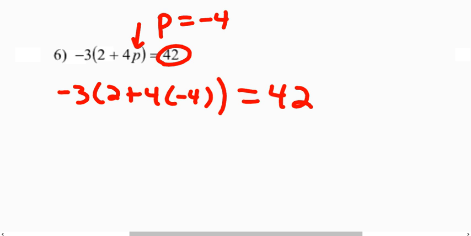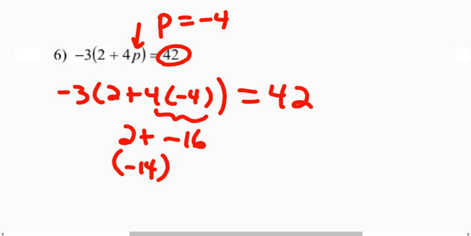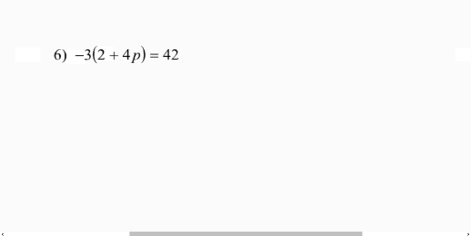All right, so I'm going to do what's in the parentheses first. This is going to give me negative 16. So 2 plus negative 16 is negative 14. But then I still have to multiply it by this negative 3. So negative 3 times negative 14 is positive 42. So you can go back in and plug in your answer to see if your work checks out. All right, let's try another one of those.